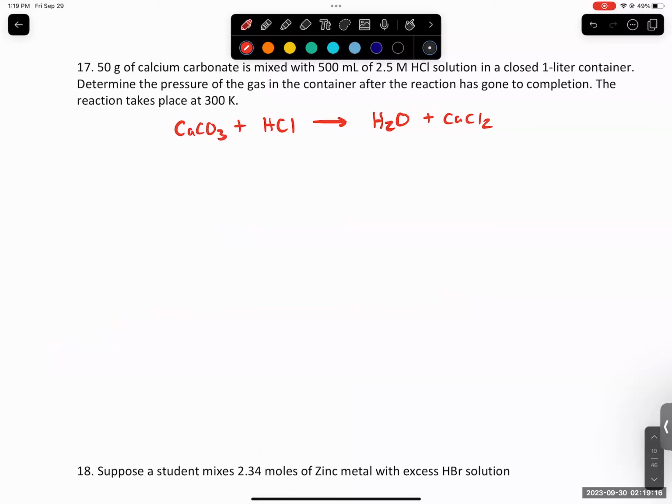So we said it also produces CO2. CO2 is going to be our gas, water is going to be our liquid, and this is going to be aqueous, if we're assuming this is done in water. Water is our solvent. All right, so what should we do next? We wrote out our chemical equation. Yeah, so we need to balance it now. So what is the balanced formula for this?